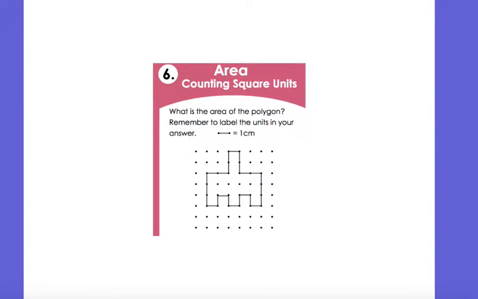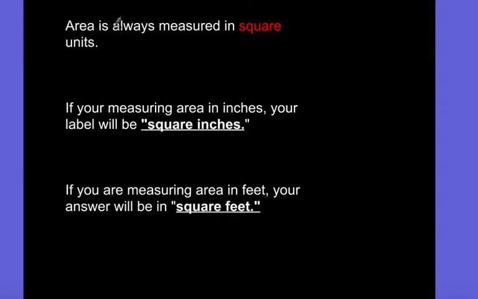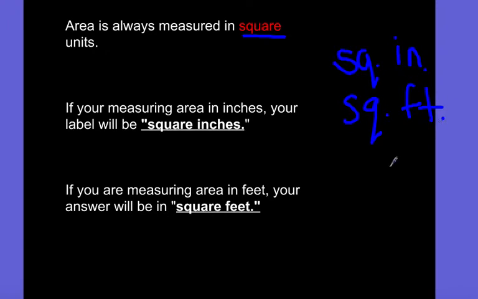Let's look and see if there's any more we want to do. As we've been using square, area is always measured in square units. So you always put square, or if you don't want to write out square, you can write SQ before your unit. So square inches, or maybe square feet, or maybe it doesn't say what it is. If it doesn't say, you can always say square units, because units means it can be any unit. So we always use square when we're talking about area.